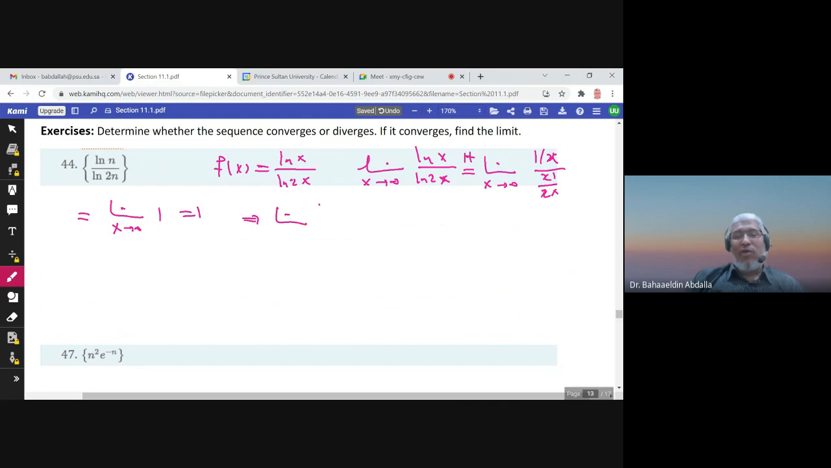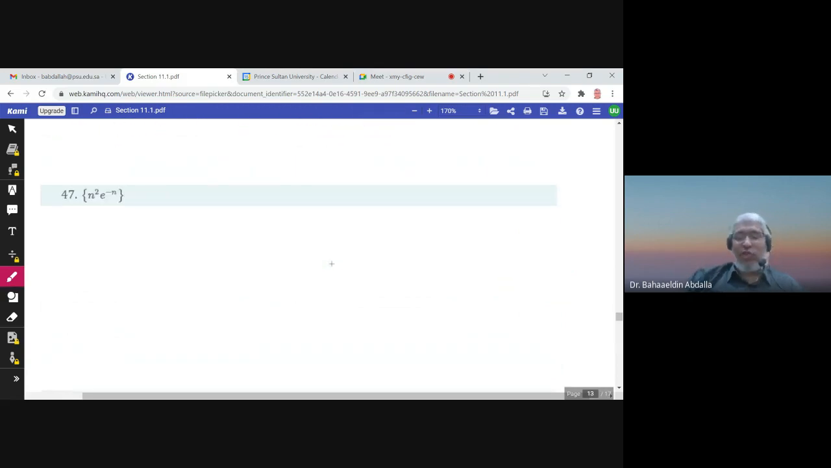So the limit of ln n over ln 2n when n approaches infinity is 1, and the sequence converges. Here, if you replace n by infinity, you will have infinity squared, which is infinity. E to the power negative infinity is 0. Remember, this is e^x. When x goes to negative infinity, e^x goes to 0. So e to the power negative infinity is 0.